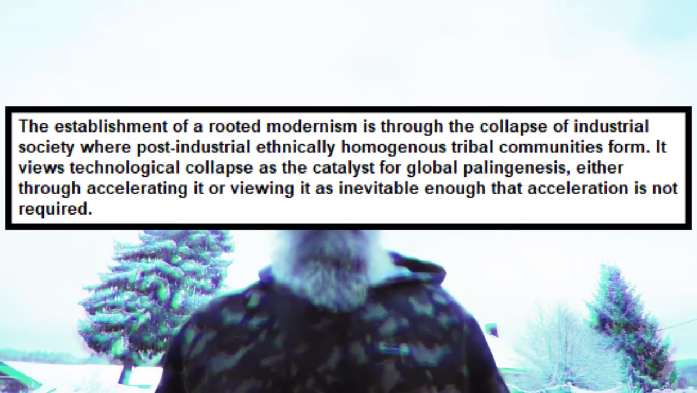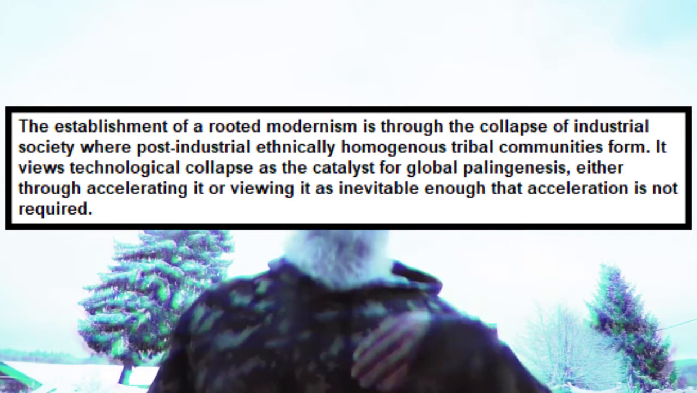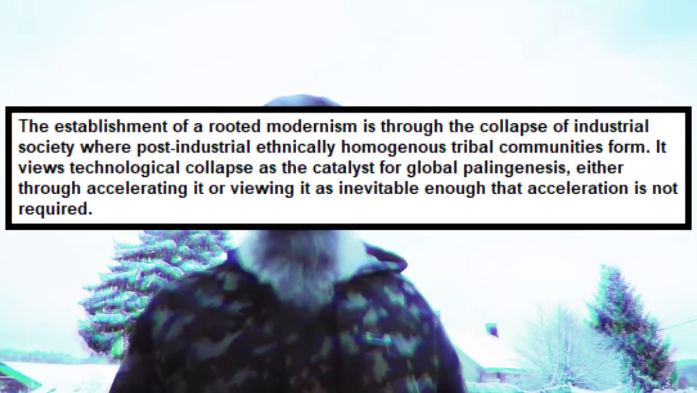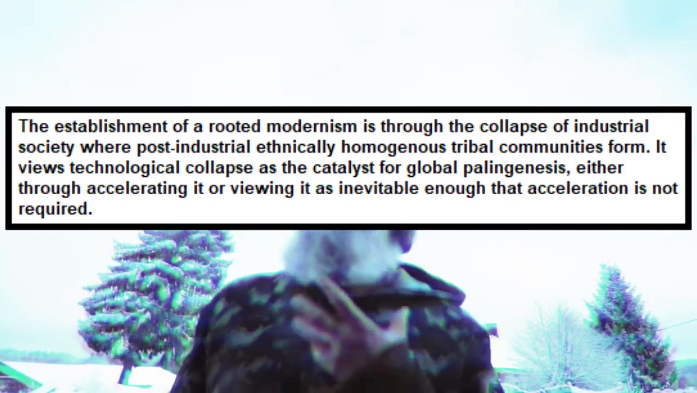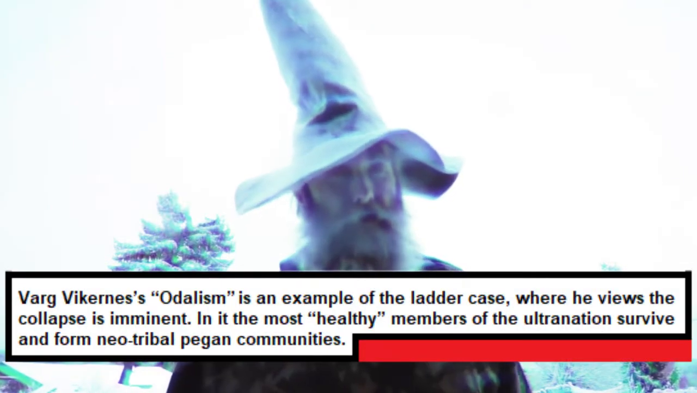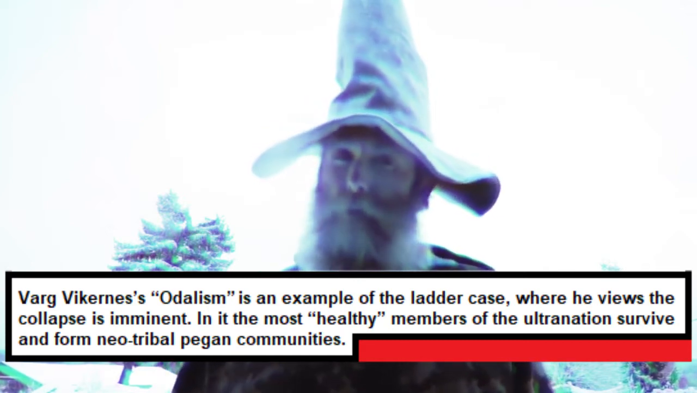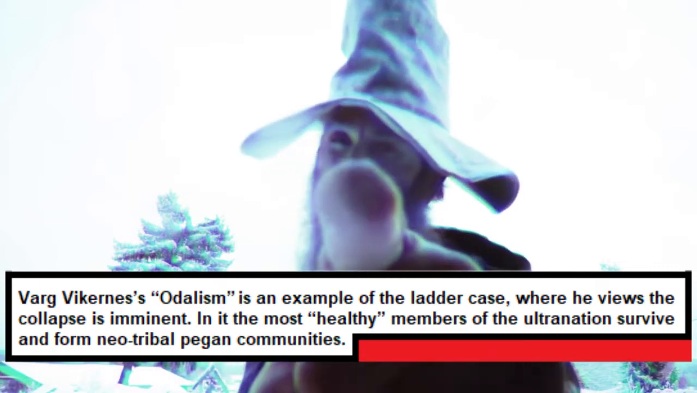Even more to the point is the existence of anti-industrial variants of fascism seen in strands of eco-fascism, where the establishment of a rooted modernism is through the collapse of industrial society, where post-industrial, ethnically homogeneous, tribal communities form. It views technological collapse as the catalyst for global palingenesis, either through accelerating it or viewing it as inevitable enough that acceleration is not required. Varg Vikernes' odalism is an example of the latter case, where he views the collapse as imminent, after which the most healthy members of the nation survive and form neo-tribal pagan communities.